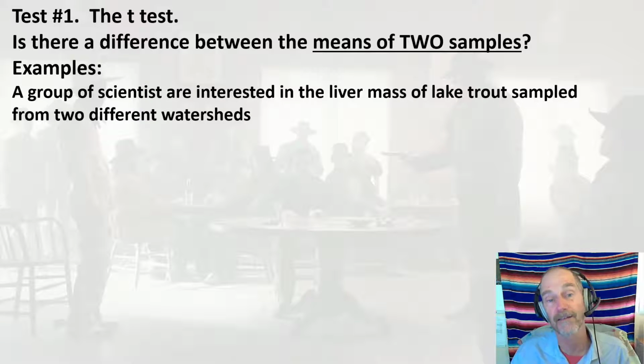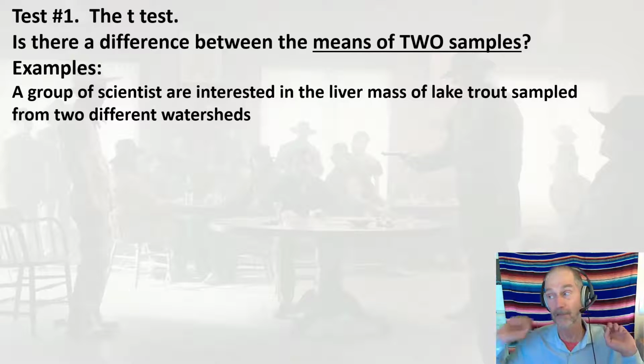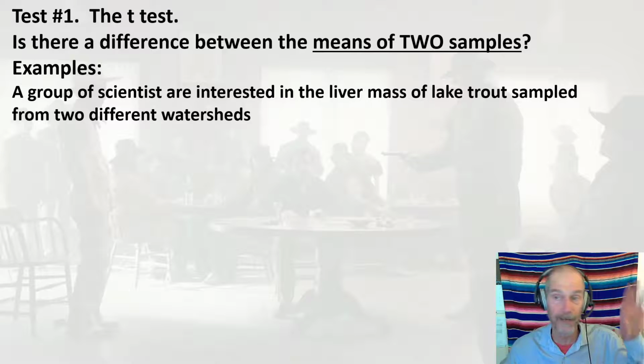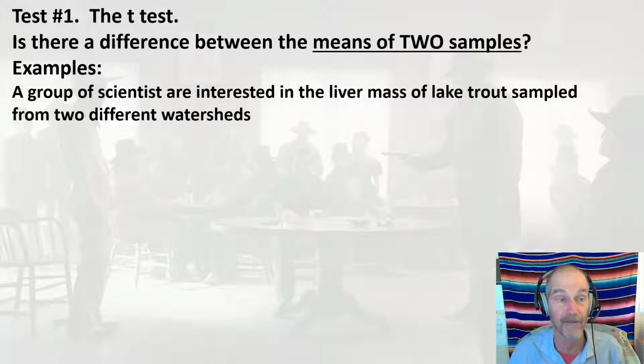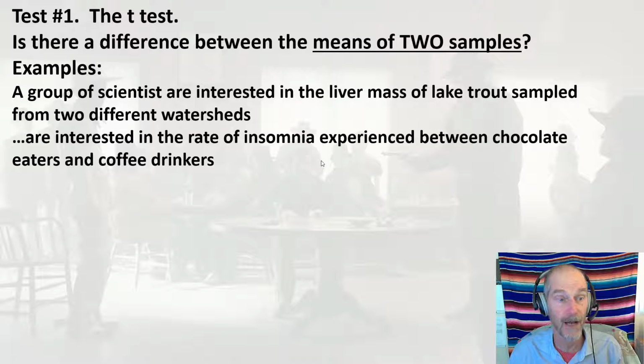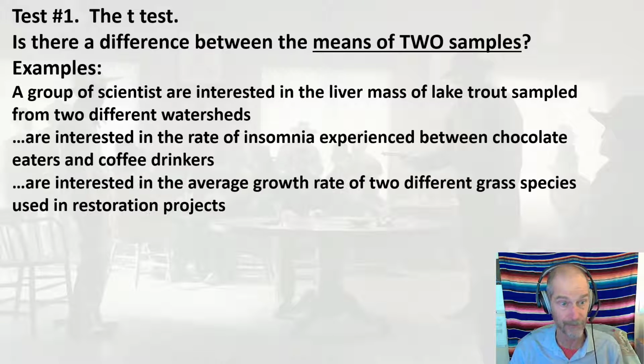A group of scientists interested in the liver mass of lake trout sampled from two different watersheds. Okay, got two different watersheds. Get a bunch of trout from this one, a bunch of trout from this one, weigh their livers, get the average, and ask, is there a significant difference between these two means? T-test. Or maybe they're interested in the rate of insomnia experienced between chocolate eaters and coffee drinkers, comparing the average number of hours of sleep between the two groups.